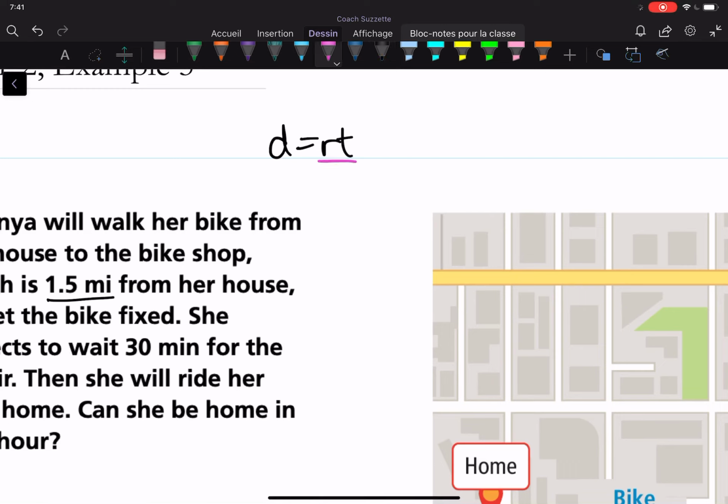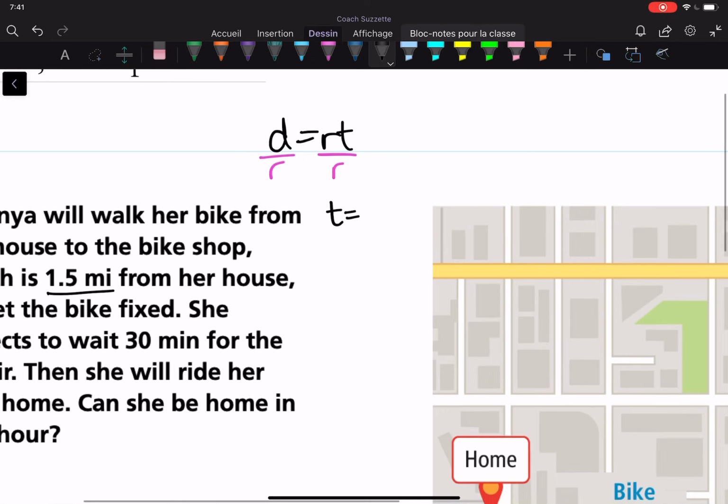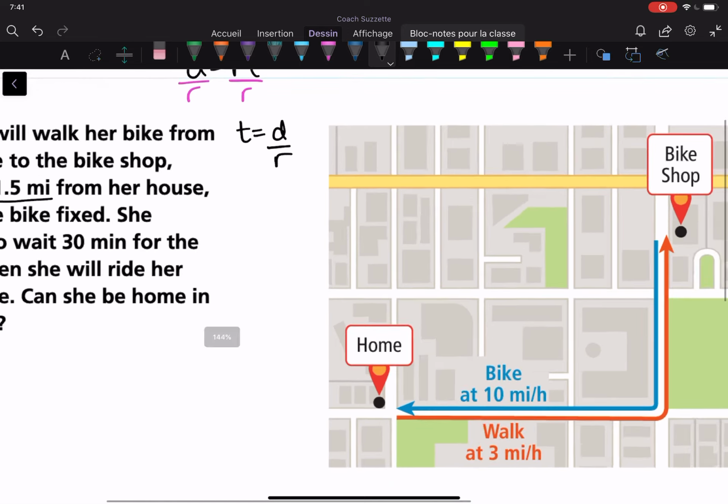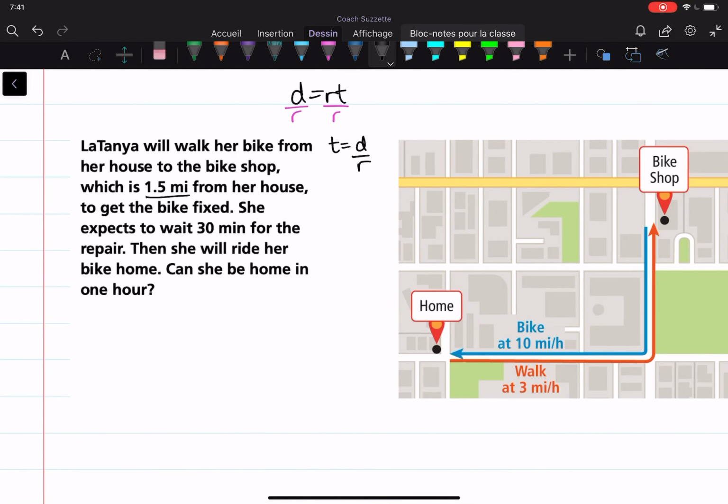So let's say I wanted to figure out time. What would I do to isolate t? Divide both sides by r. So then time is equal to distance divided by rate. So let's use that. Okay, so on her way to the bike shop, we know she goes 1.5 miles. That's our distance. That's our D. So we have 1.5 miles divided by, and then at what rate did she go? Well, she was walking. She went 3 miles per hour. 3 miles per hour. Okay.